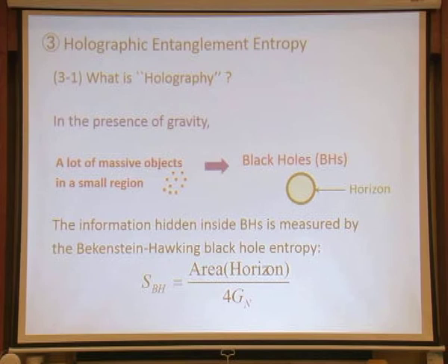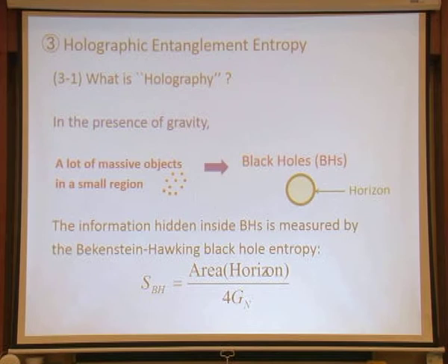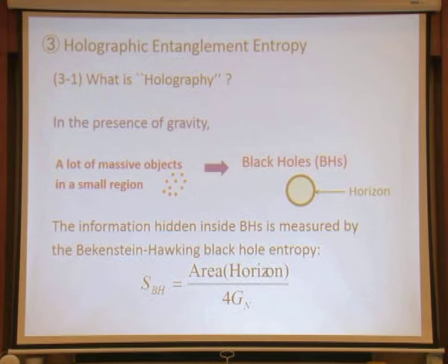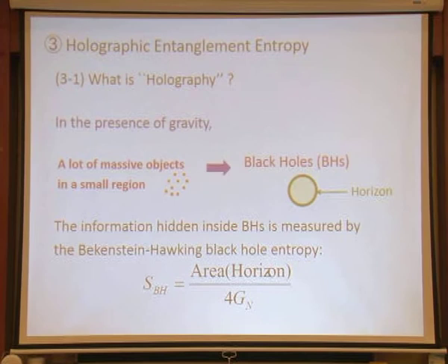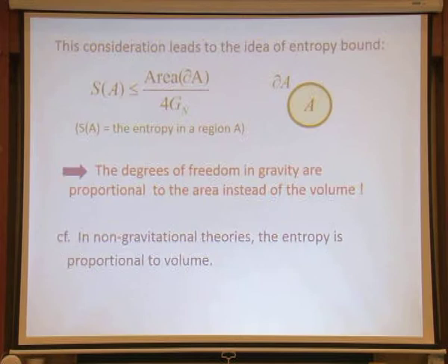As we know very well, in general relativity, in the presence of gravity, if you have a lot of massive objects, like a heavy star, in the end, if some condition is satisfied, we have gravitational collapse into black holes. A black hole is surrounded by a horizon, and the observer cannot see inside this horizon, so there is some information hidden inside of this horizon, and this is measured by the so-called Bekenstein-Hawking black hole entropy, given by area divided by 4G Newton. And this consideration leads to the following simple idea of a so-called entropy bound.